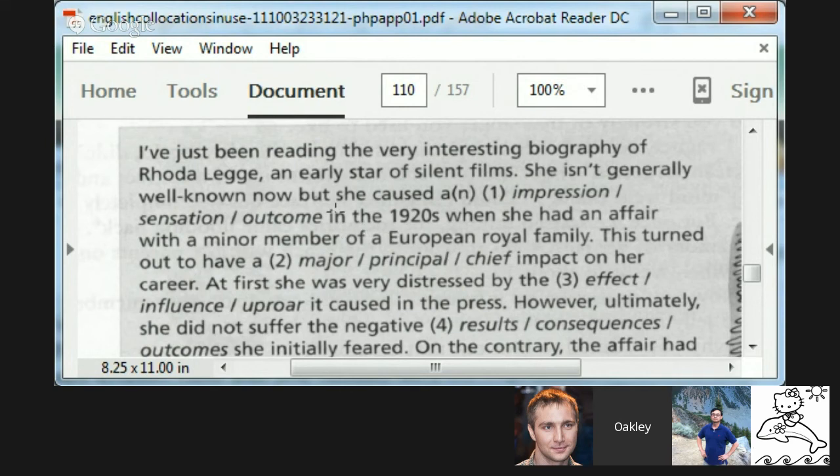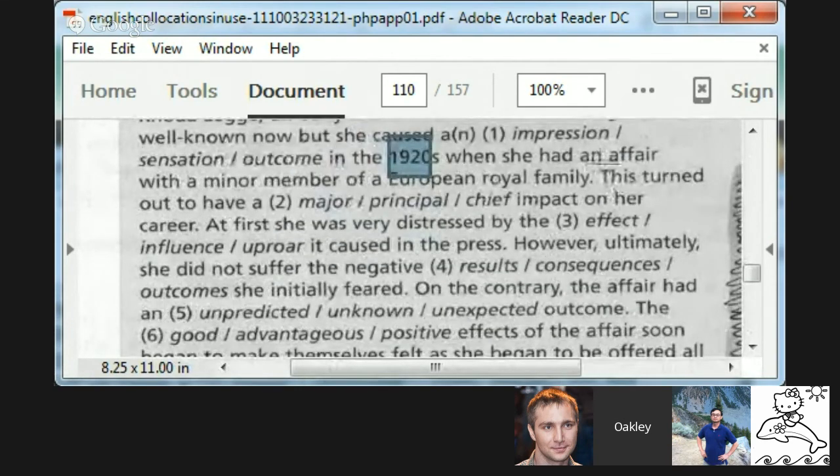Can you finish the sentence so we know what's going on? Outcome in the 1920s, when she had an affair with a minor member of European royal family. 1920s affairs. I love 1920s affairs. My grandparents try to pretend that nothing ever happened. I know they're lying. Okay, Hogan. This turned out to have a major impact on her career. Very good. Major impact. Great.